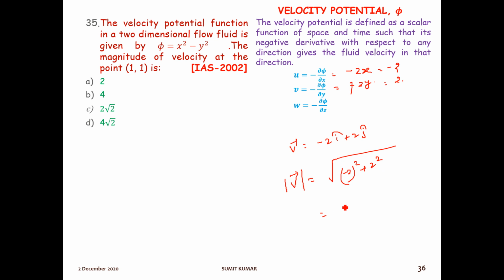So this will be 2 square plus 2 square, that is 4 plus 4. Okay, this will be 2 root 2, because root over 8 means 2 root 2. Okay, option number C is the correct answer for this question.